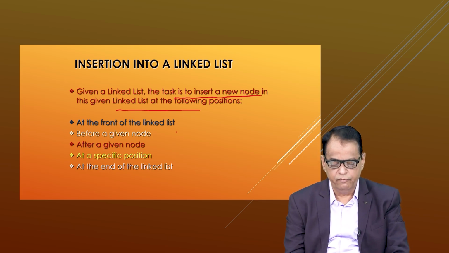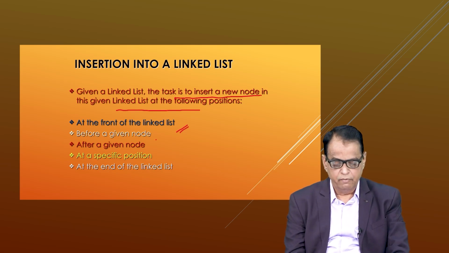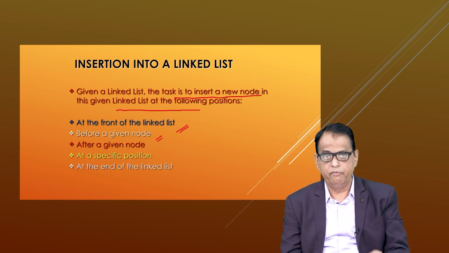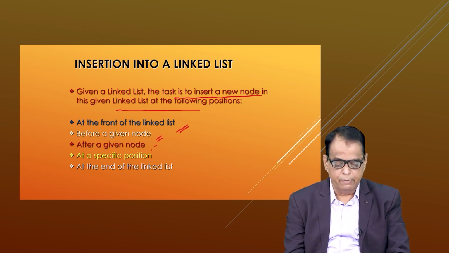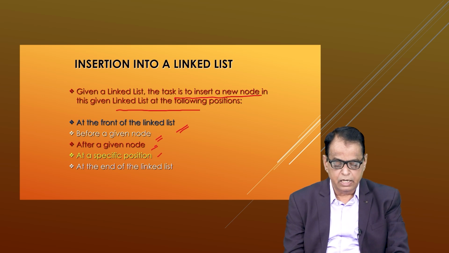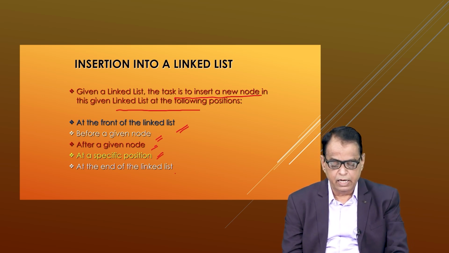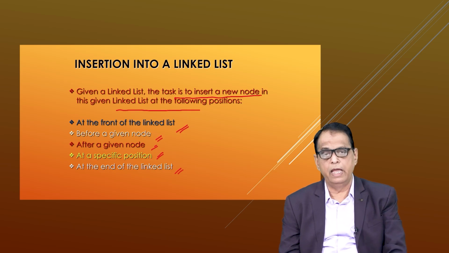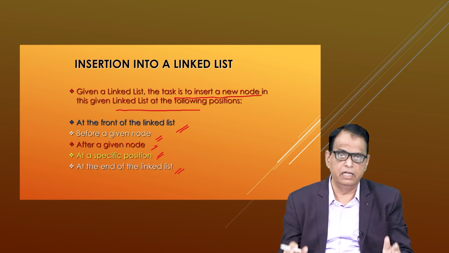Say for example, we can insert the element at the front of the linked list, we can insert an element before a given particular node, we can insert an element after a given particular node, we can insert an element at a specific position, and then we can insert a node at the end of the linked list. So, an element can be inserted anywhere in the linked list.